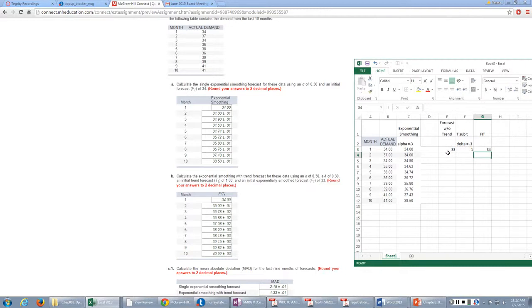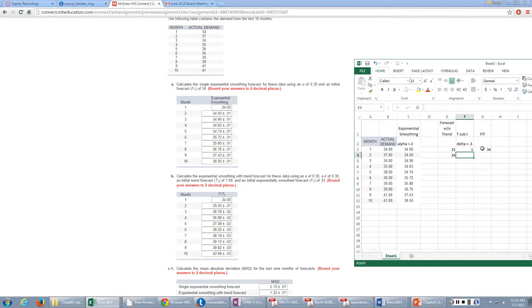All right, let's move on to the second time period. Okay, in the second time period, we take our forecast. So to calculate just the basic exponential smoothing, we're going to take our forecast from the previous time period, which was 34. We're going to add to that our alpha coefficient of 0.3 multiplied by the difference between our actual, which was 34, right, less what we forecasted, which was also 34. Okay, so our forecast without trend is going to be 34.